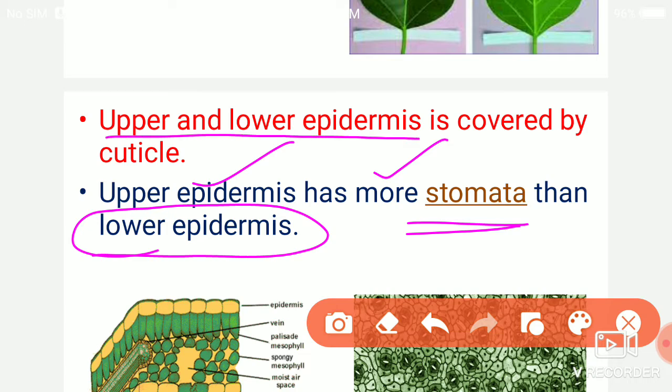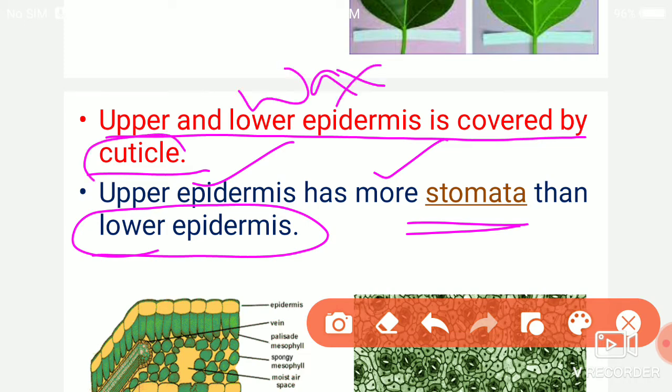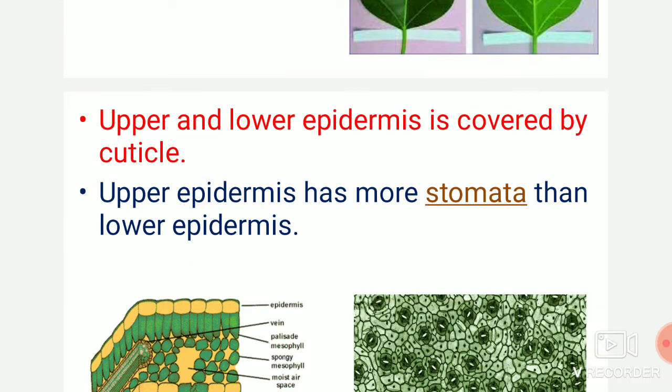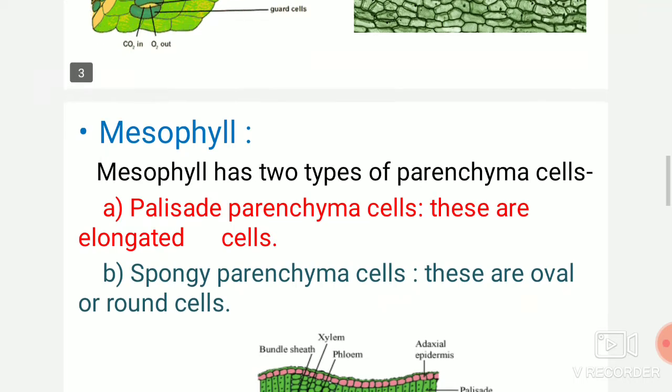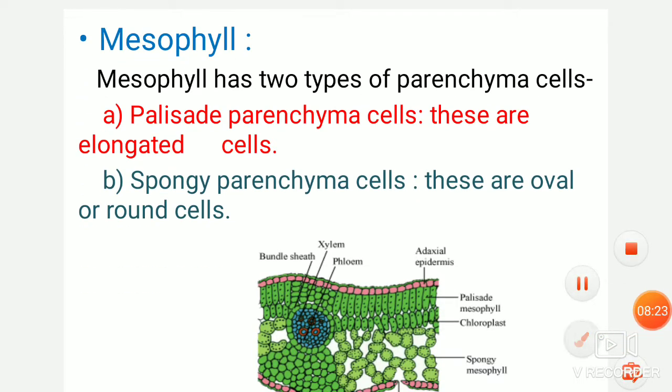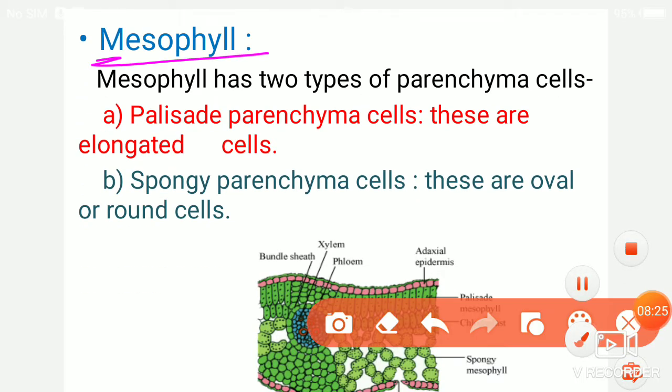And the upper epidermis and lower epidermis are covered by the cuticle. It is a waxy layer, which I already told about in the stem. This waxy layer is present as a cuticle on the epidermis. When we see the next part of the leaf, that is the mesophyll.